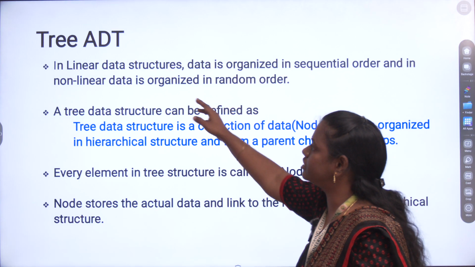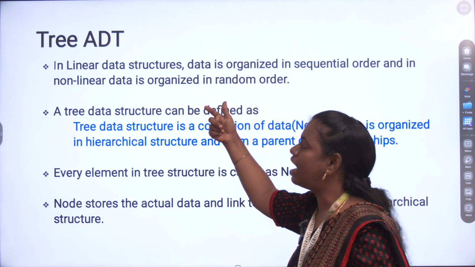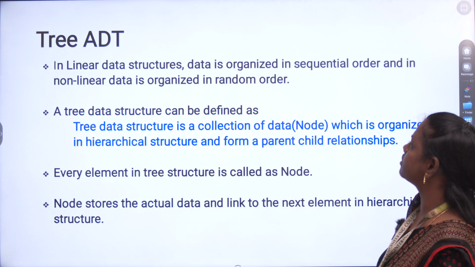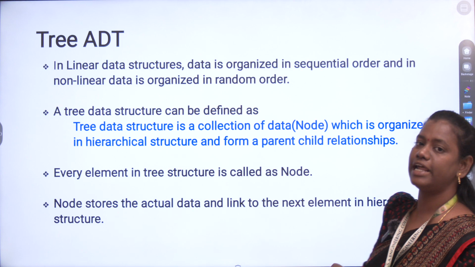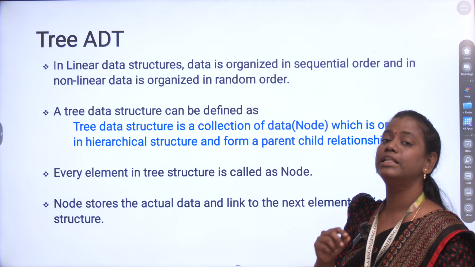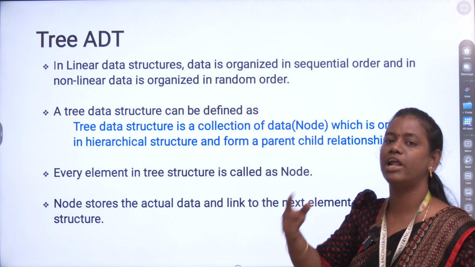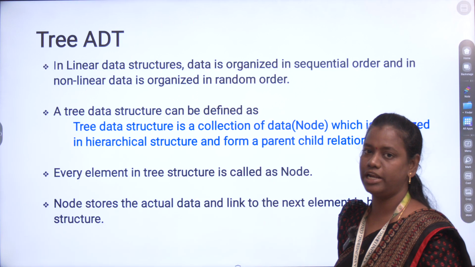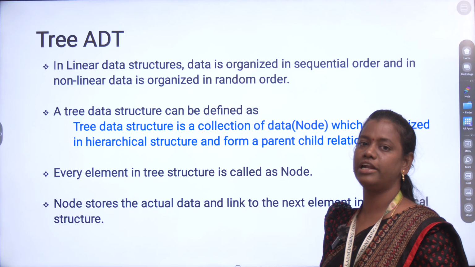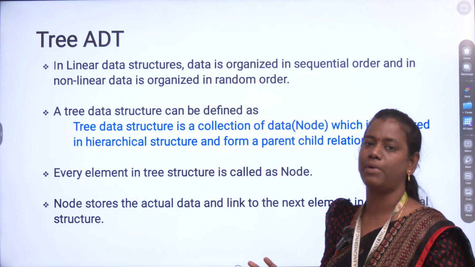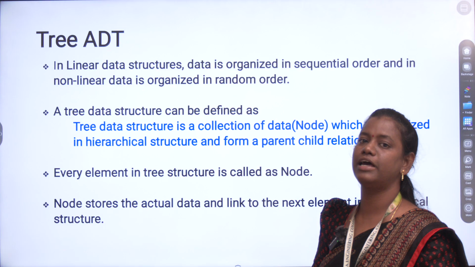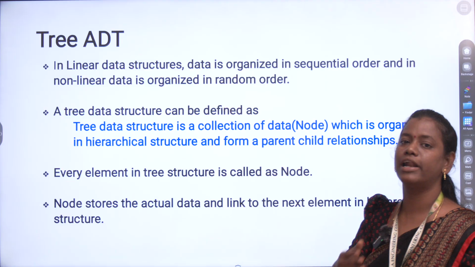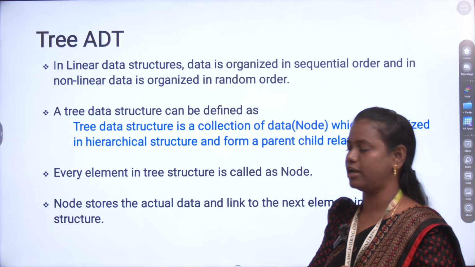In tree ADT, first I am going to give you the difference between linear and non-linear data structure. In linear data structure, the data are organized in a sequential order. So here the data, whatever you have stored in the computer, is stored in sequence. Sequence means one after another. That is linear data structure. Another one is non-linear data structure. In non-linear data structure, the data are stored in random manner. That is, wherever the empty space is there, in that place the data is stored. With the help of pointers we connect the first data to the second data.